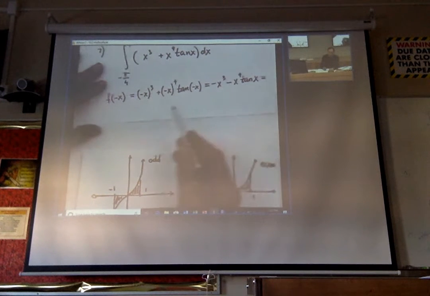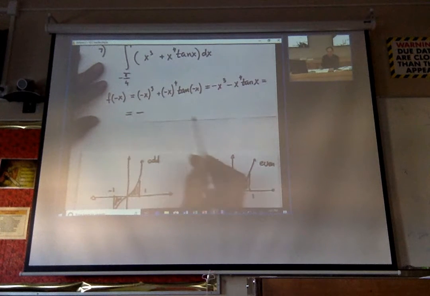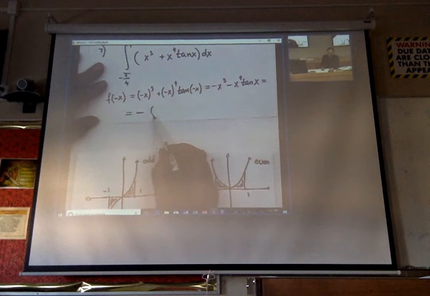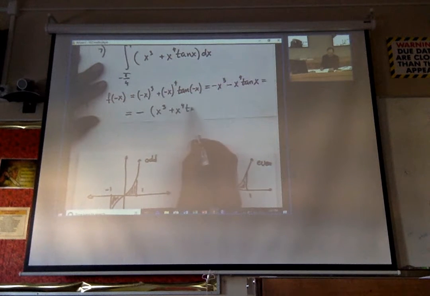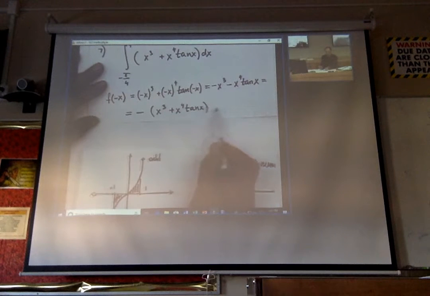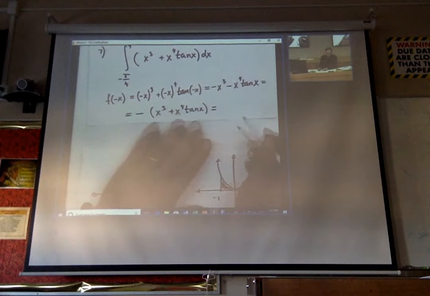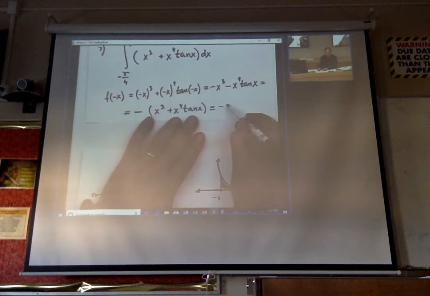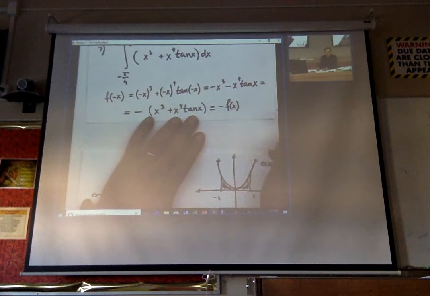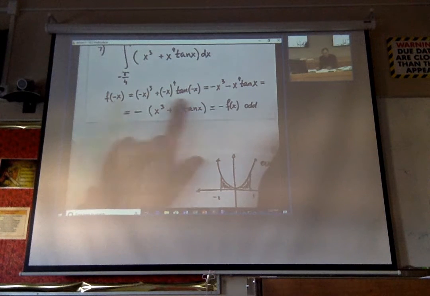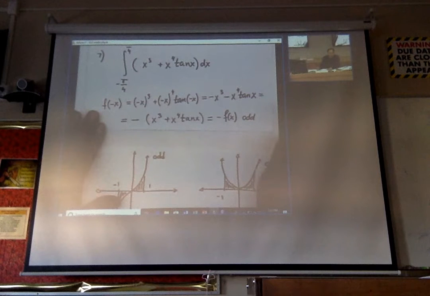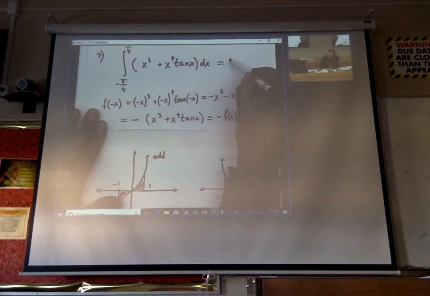So what we do here, we factor out the negative sign, and we have x cubed plus x to the 4th tangent of x. And what do you see? This one is the original function. So as a result, you got negative f of x. And that indicates that you have an odd function. And when you show me all this process right here and you prove that this function is odd, you can just go and say it's 0.